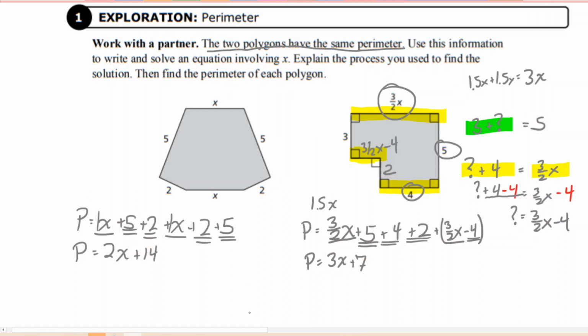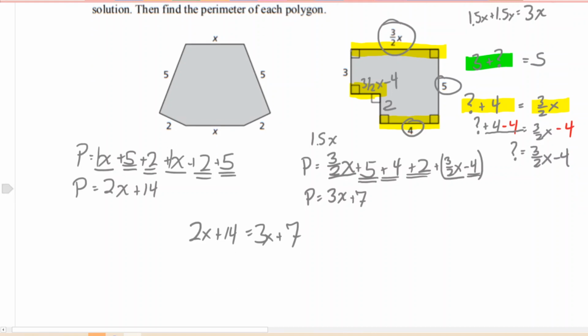So we can say that 2x equals 3x, actually I wrote that wrong, 2x plus 14 is equal to 3x plus 7. And with this equality, we should be able to figure out what x is equivalent to. How much is x? Okay, so we'll notice that we have the linear terms on the left and on the right.